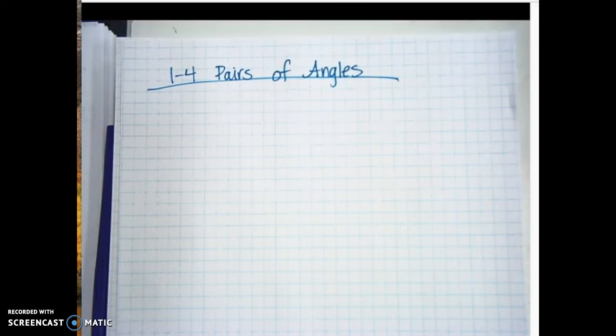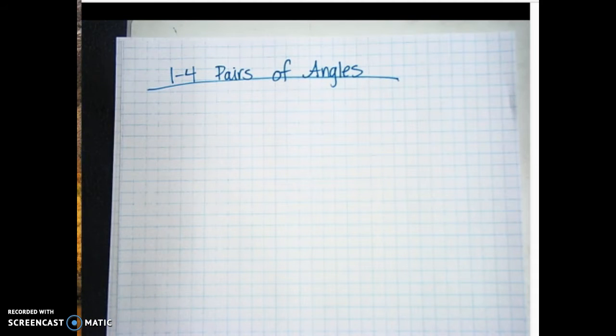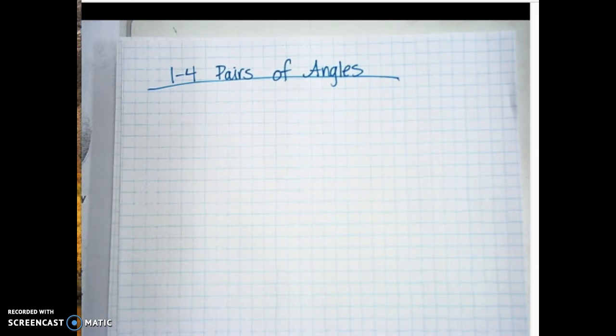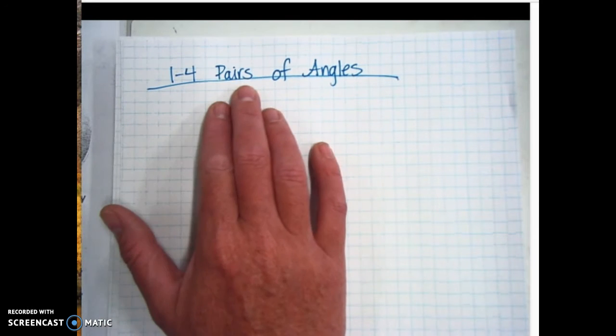Section 1.4 is called pairs of angles. So yesterday we started talking about angles, right? How to name them, how to draw them, what's interior, what's exterior, what the four different types were. There was acute, right, obtuse, and straight. So we got basically your little introduction to angles. All right, so today we're going to talk about pairs of angles.